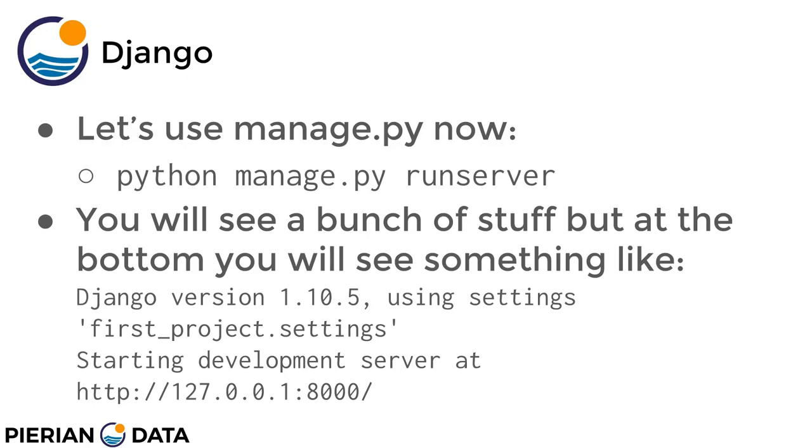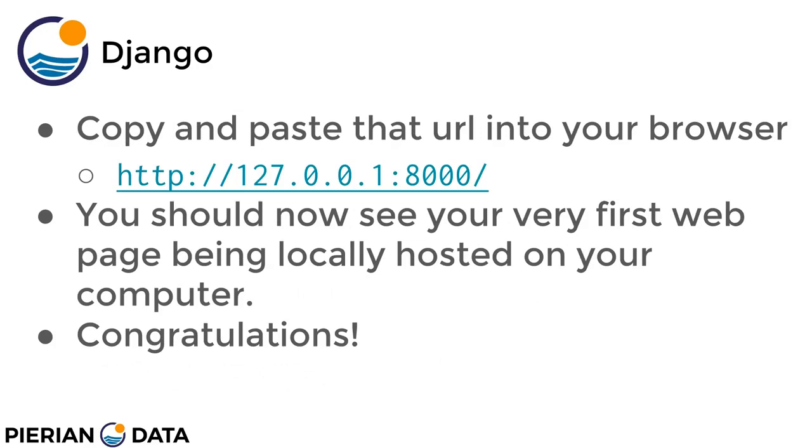And what you're going to see is a bunch of stuff, but at the bottom, you should see something that looks like this. Your particular version of Django, the settings you're using, and then it's starting a development server at a URL. And what you will do is copy and paste that URL into your browser, and you should now see your very first web page being locally hosted on your computer. And that's a big congratulatory step because you now just ran your very first Django project. Let me walk you through all of that back at the Atom text editor.